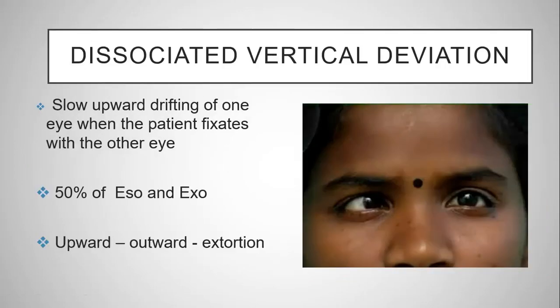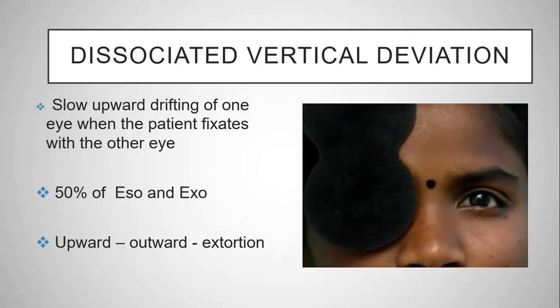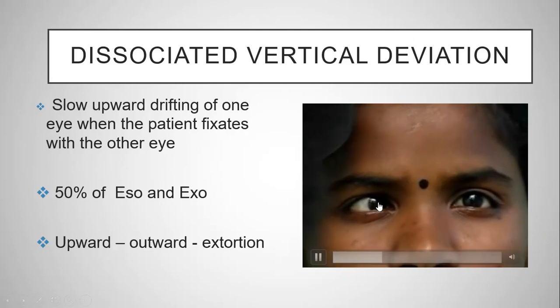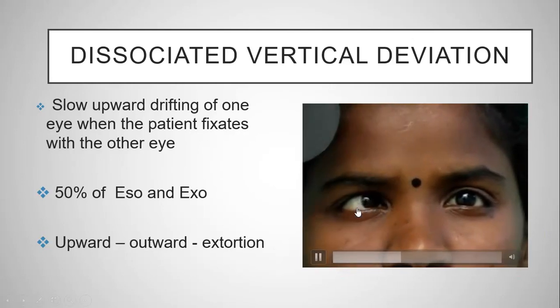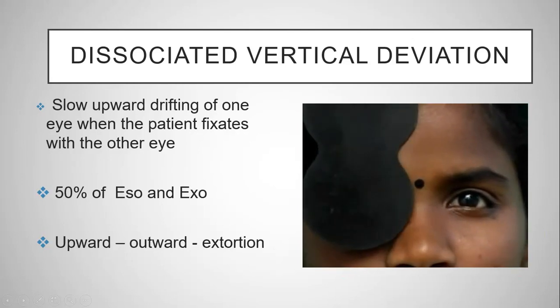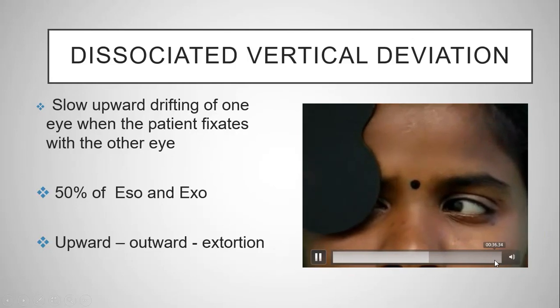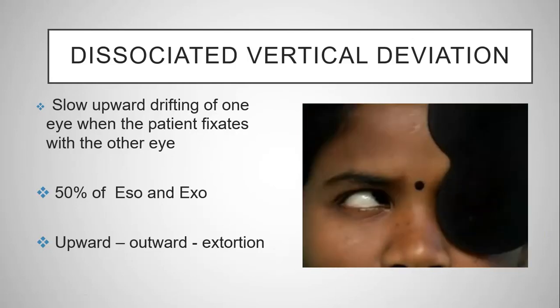About 50% of esotropia is associated with dissociated vertical deviation when one eye is closed. It is upward and outward, an exo deviation, and it slowly drifts downward. Here also the inferior oblique muscle is overacting, and in the supra-adduction position, both inferior oblique muscles are overacting.